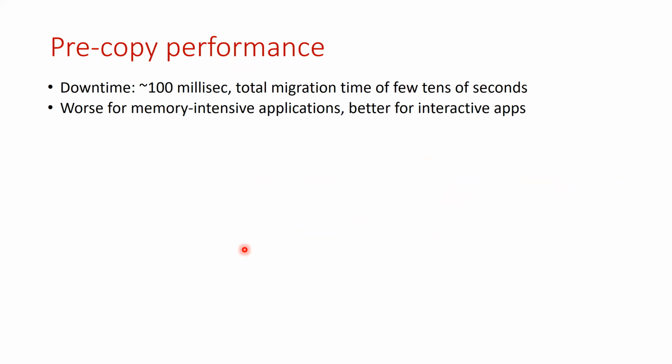So how does all of this perform? Based on the experiments in the paper, they have found that the downtime is around a few hundred milliseconds, and the total migration time, including the iterative pre-copy, is a few tens of seconds, right? So this is still a very long total migration time because of the pre-copy stages, but the downtime itself is small enough that interactive applications can do fine. Though for memory-intensive applications that are writing a lot of memory, this total migration time can get longer and longer due to multiple rounds of pre-copy.